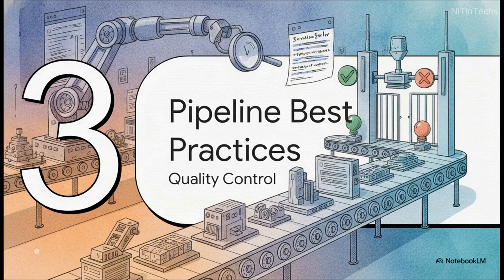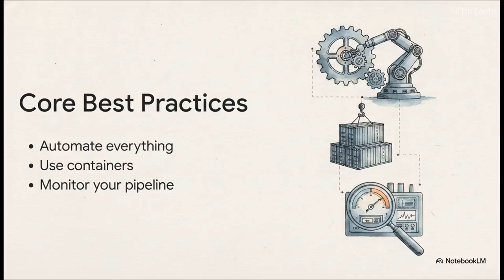Section 3, pipeline best practices. It's all about quality control. So, to keep your new factory running at absolute peak performance, discipline is key. First, you have to automate ruthlessly. Manual intervention is exactly where bugs love to breed. Second, use containers to ensure environment consistency. And third, actively monitor your pipeline, because a broken pipeline silently halts the entire engineering team, and nobody wants that.